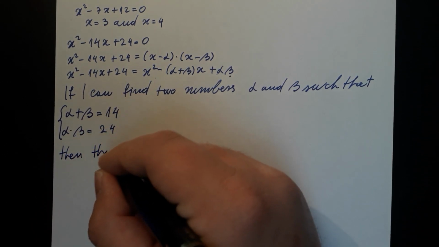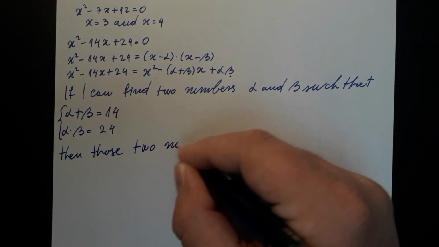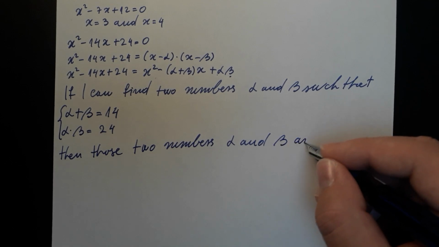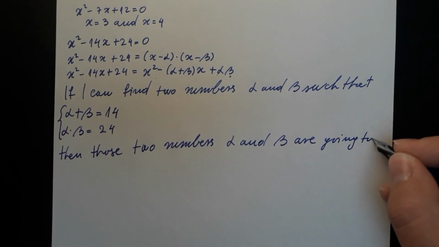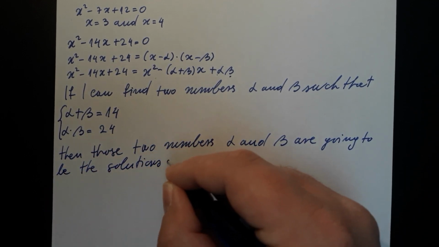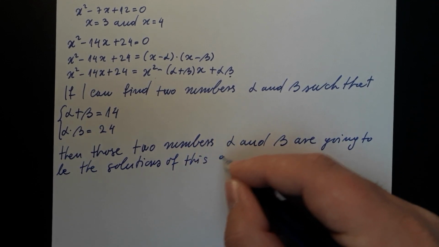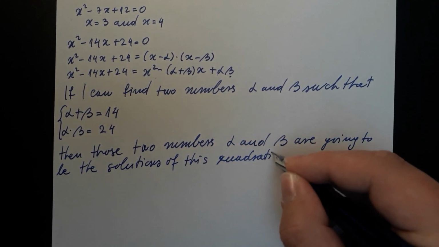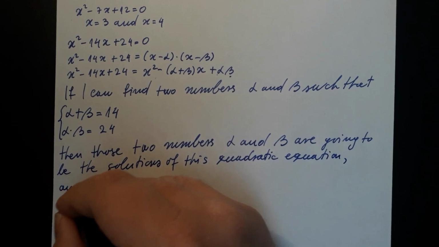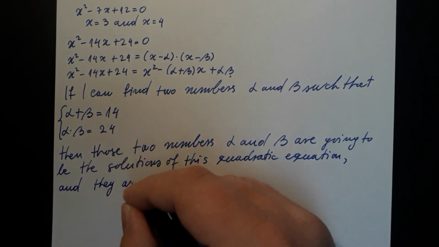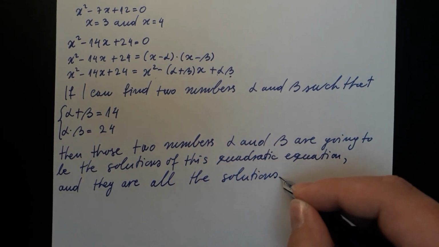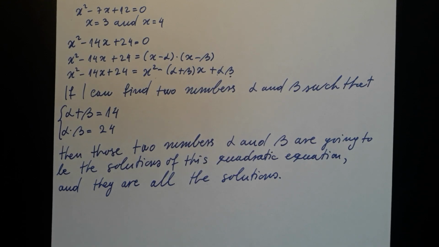Then those two numbers, alpha and beta, are going to be the solutions of this quadratic equation. And they are the only solutions. All the solutions. Now the problem becomes to find these two numbers.